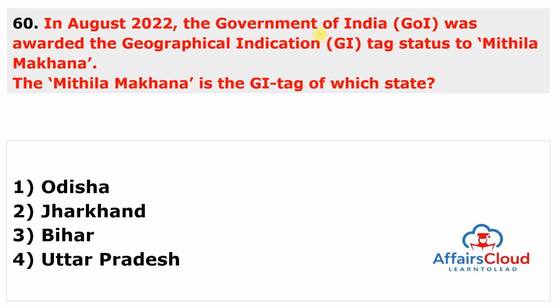Next question is, in August 2022, the Government of India awarded the geographical indication tag status to Mithila Makhana. Mithila Makhana is the geographical tag of which state? And this is the geographical indication tag of Bihar.